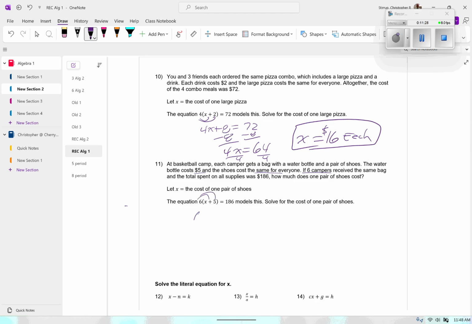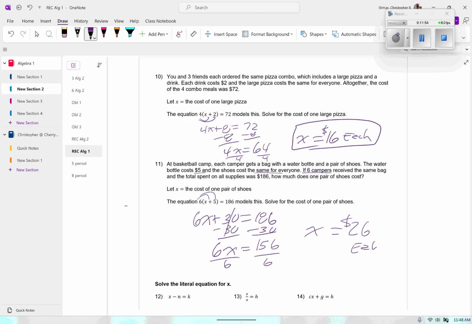And distribute 6 over the parentheses. Divide each side, or subtract 30 from each side. So 6x is equal to 156. Divide each side by 6. So using a calculator, go 156 divided by 6 comes out to 26 for each person.